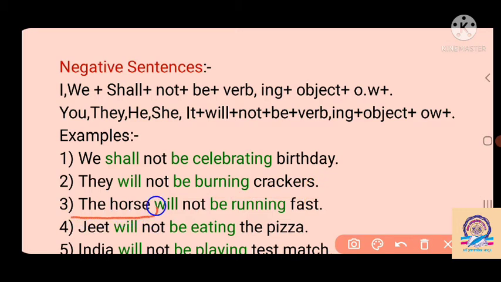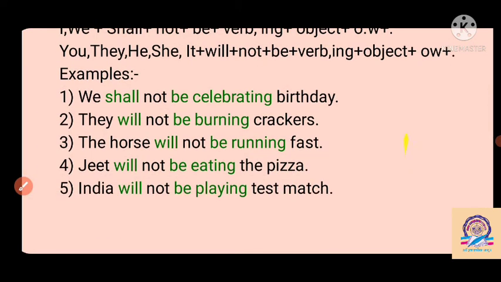Then "the horse" is given as a subject, so with the subject the horse we have to keep will not, then be, then run changes into running, the ing we have to keep here, and fast, then last we have to keep the full stop here. Jeet is a singular noun. With Jeet we have to write will not, then be we have to keep here, then eat changes into eating the pizza, and last we have to keep the full stop here.